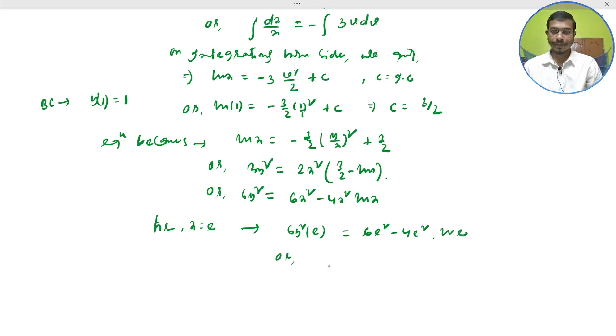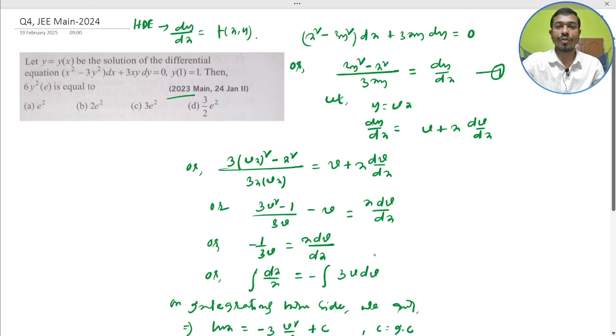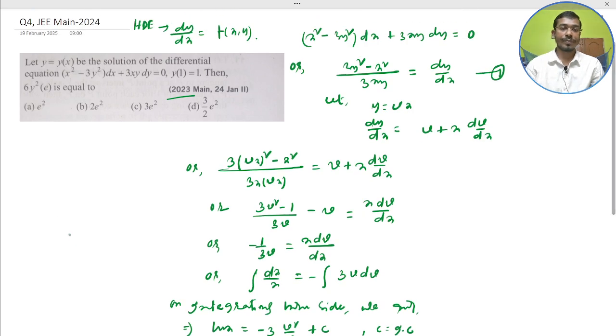So 6 e square minus 4 e square into 1. So this is equal to 6 e square minus 4 e square, which is 2 e square. So 2 e square would be the correct answer. The value of 6y square at e would be 2 e square. 2 e square means option B would be the correct answer.